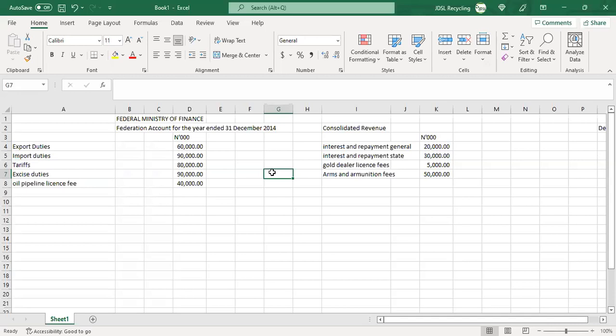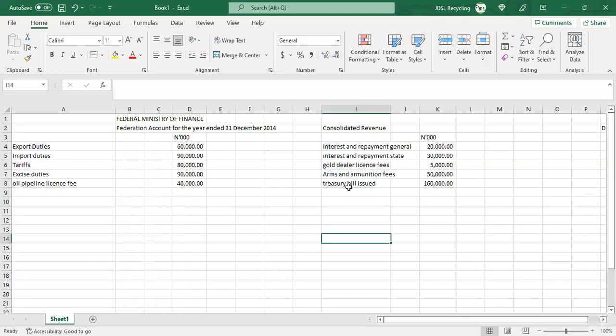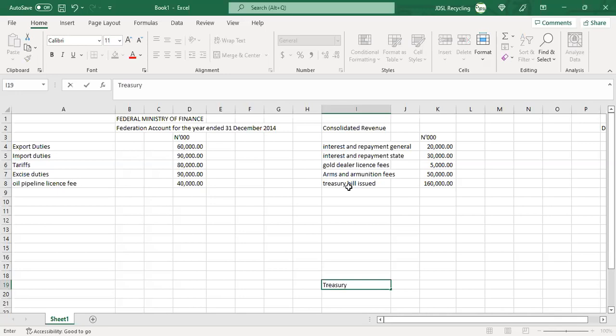Next line item. Treasury bill issued and treasury bill repaid. 160 and 60. Treasury bill issued will be what? Revenue or expenditure? Revenue. What about repaid? Expenditure. 160,000. Then let's bring the repaid down to expenditure here. Treasury bill repaid, 60,000. Let's put it in brackets. Next.